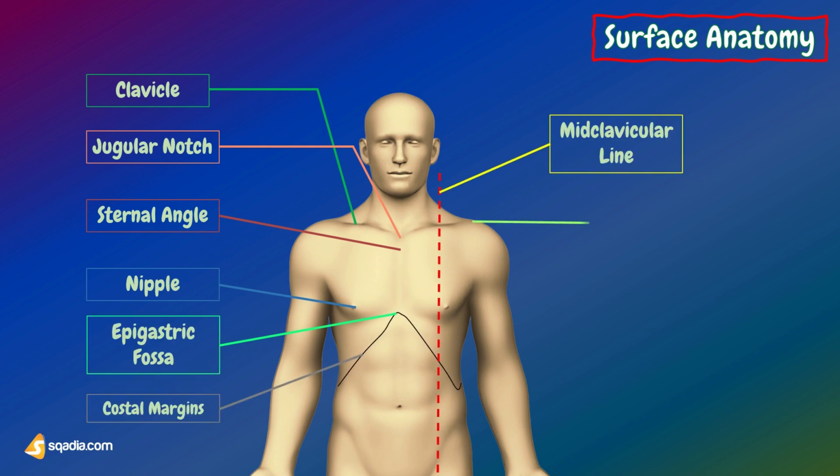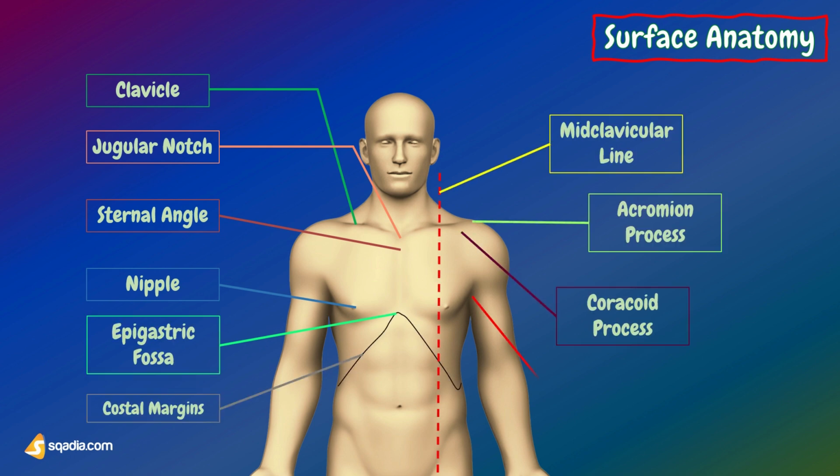That is all about the surface anatomy in the pectoral region. In the coming sections, we will talk about the muscles in this region, as well as the breast, which is a prominent anatomic structure in the pectoral region. So stay tuned.